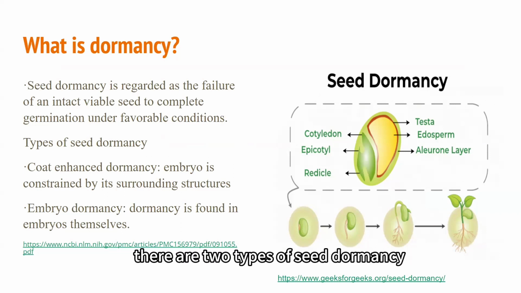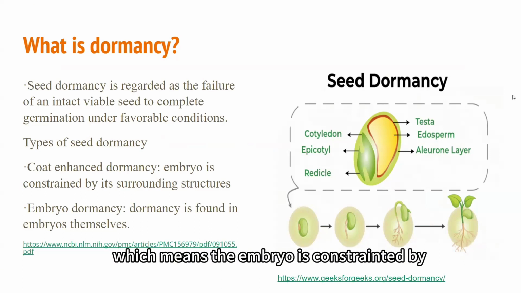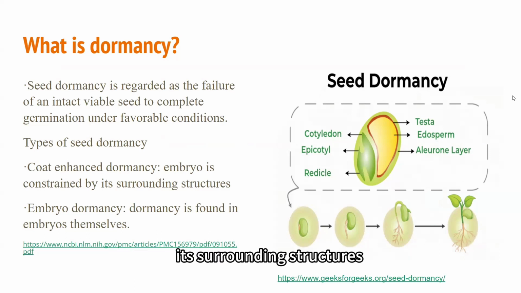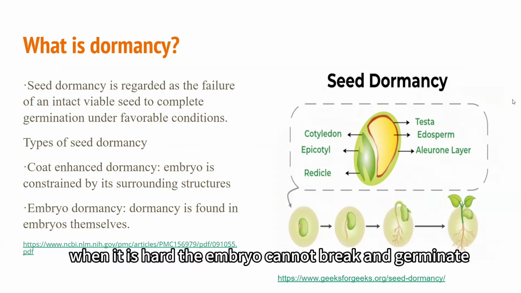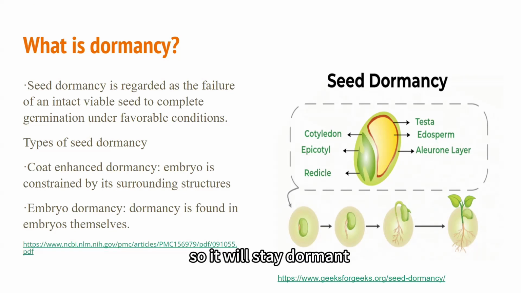There are two types of seed dormancy. The first one is called enhanced dormancy, which means the embryo is constrained by its surrounding structures. We can see on this picture the structure of the seed, and we can see the testa here, which is also called the seed coat. When it is hard, the embryo cannot break through and germinate, so it will stay dormant.